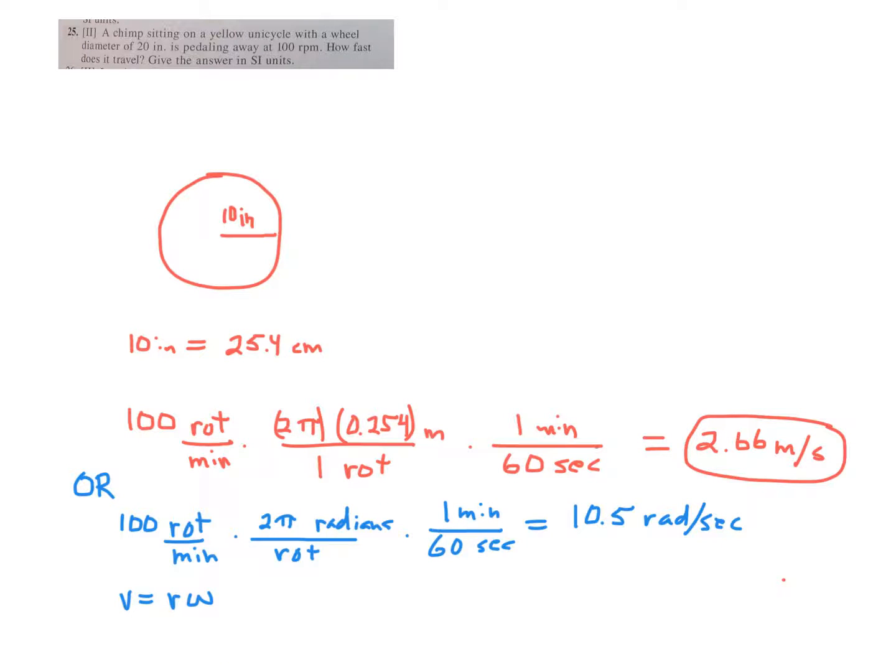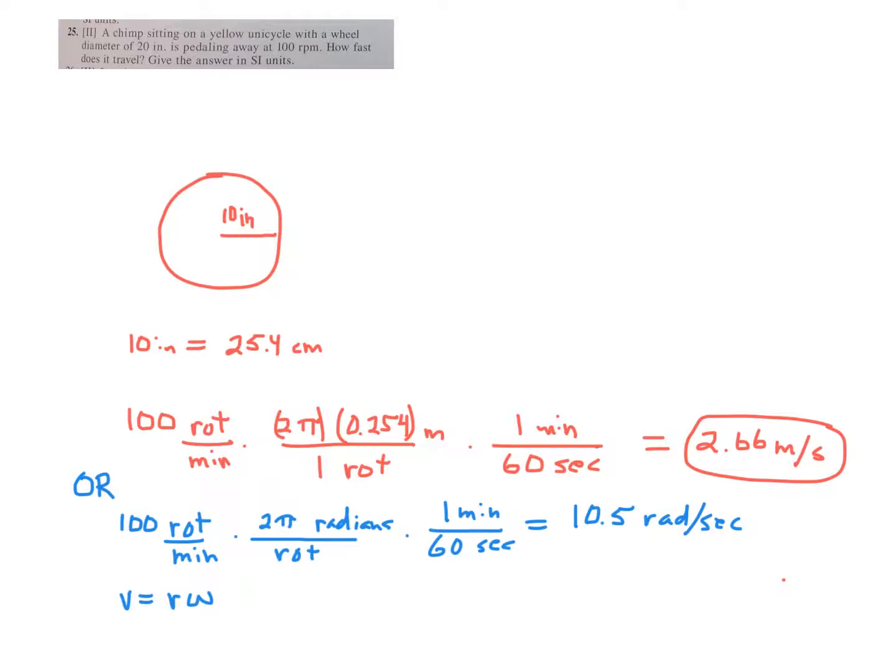Day 68, Rotational Kinematics, problem 25, page 272. I don't have a yellow marker here, so I'm using red for the wheel. Obviously the chimp isn't that important, just kind of a fun way to think about the problem.